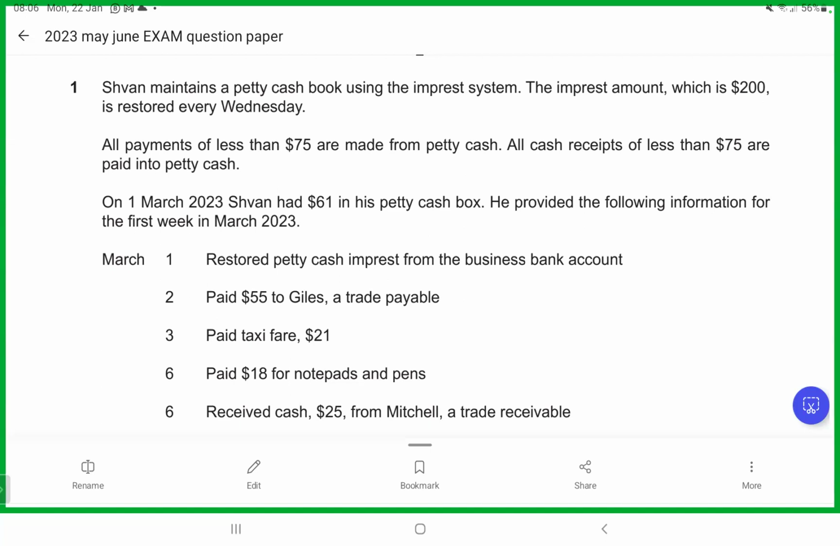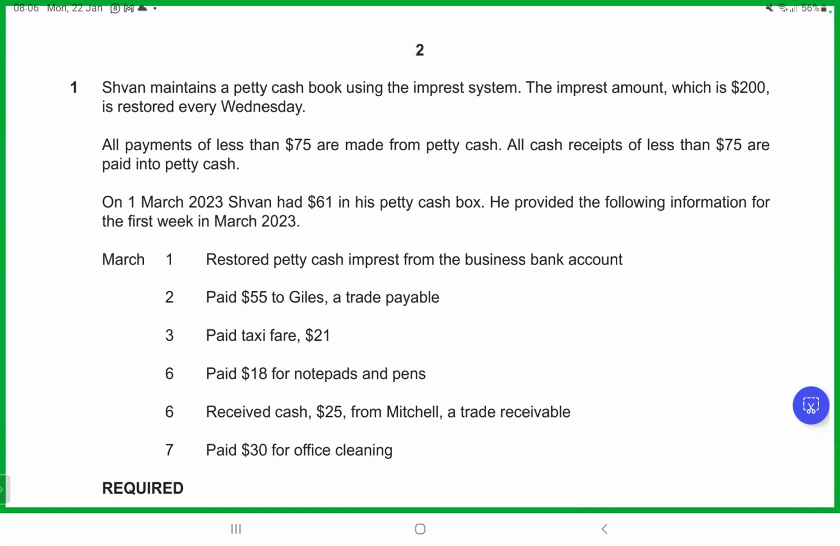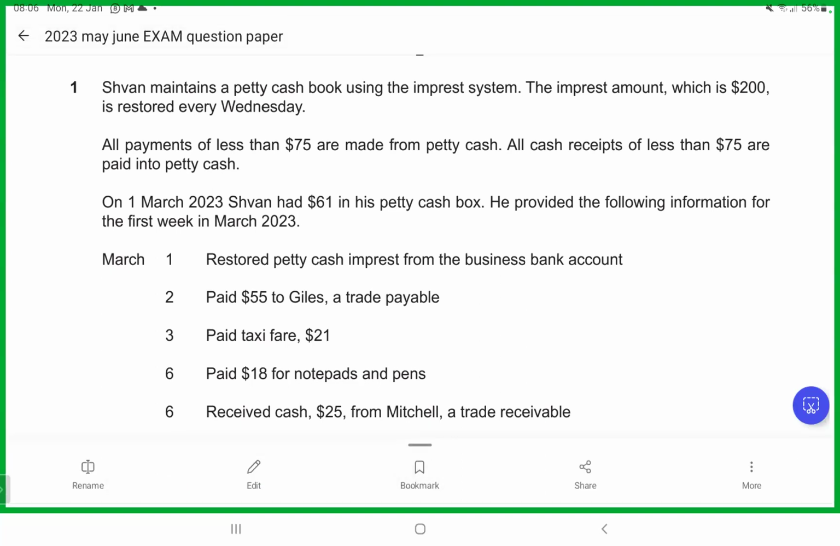So now let's read out the question and continue. All payments of less than 75 are made from the pet cash book. So according to this standard, everything less than 75 is made from the pet cash book. And all cash receipts of less than 75 are paid into the pet cash book. So all the transactions less than $75.